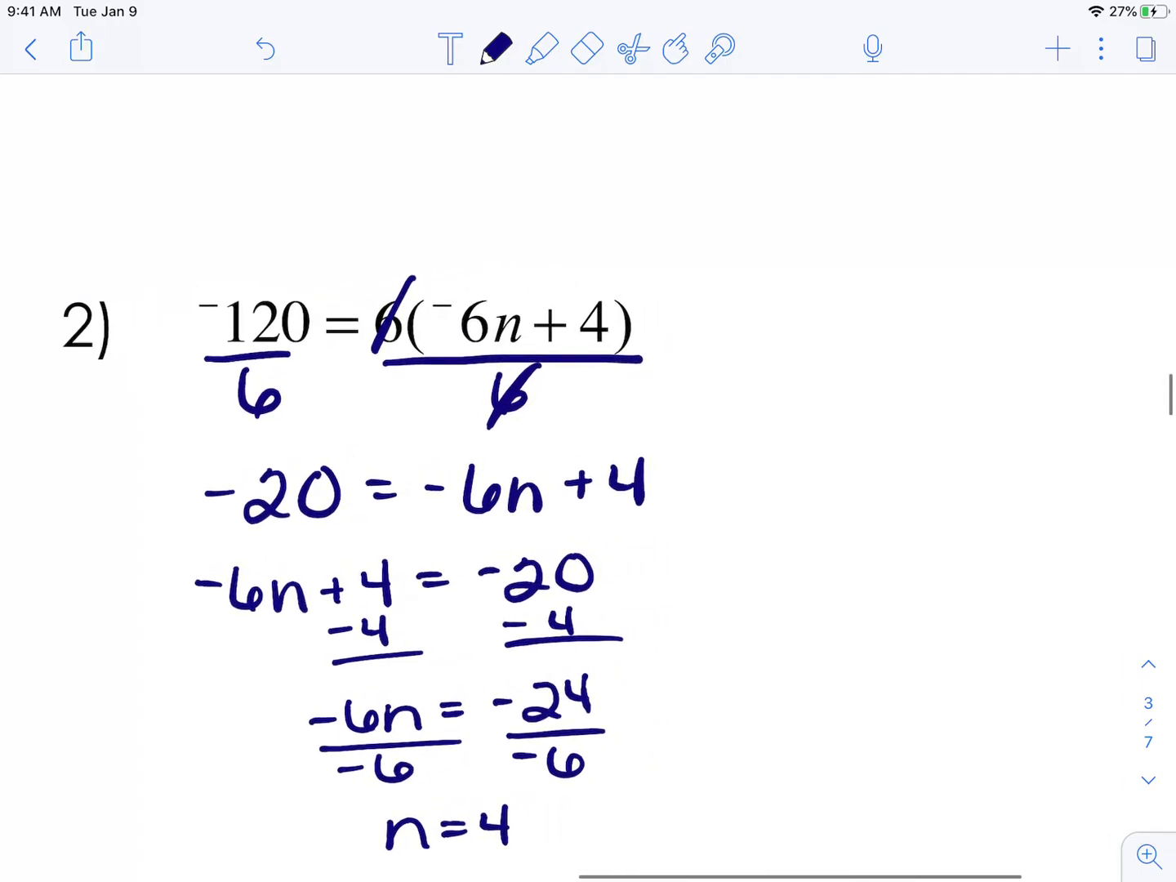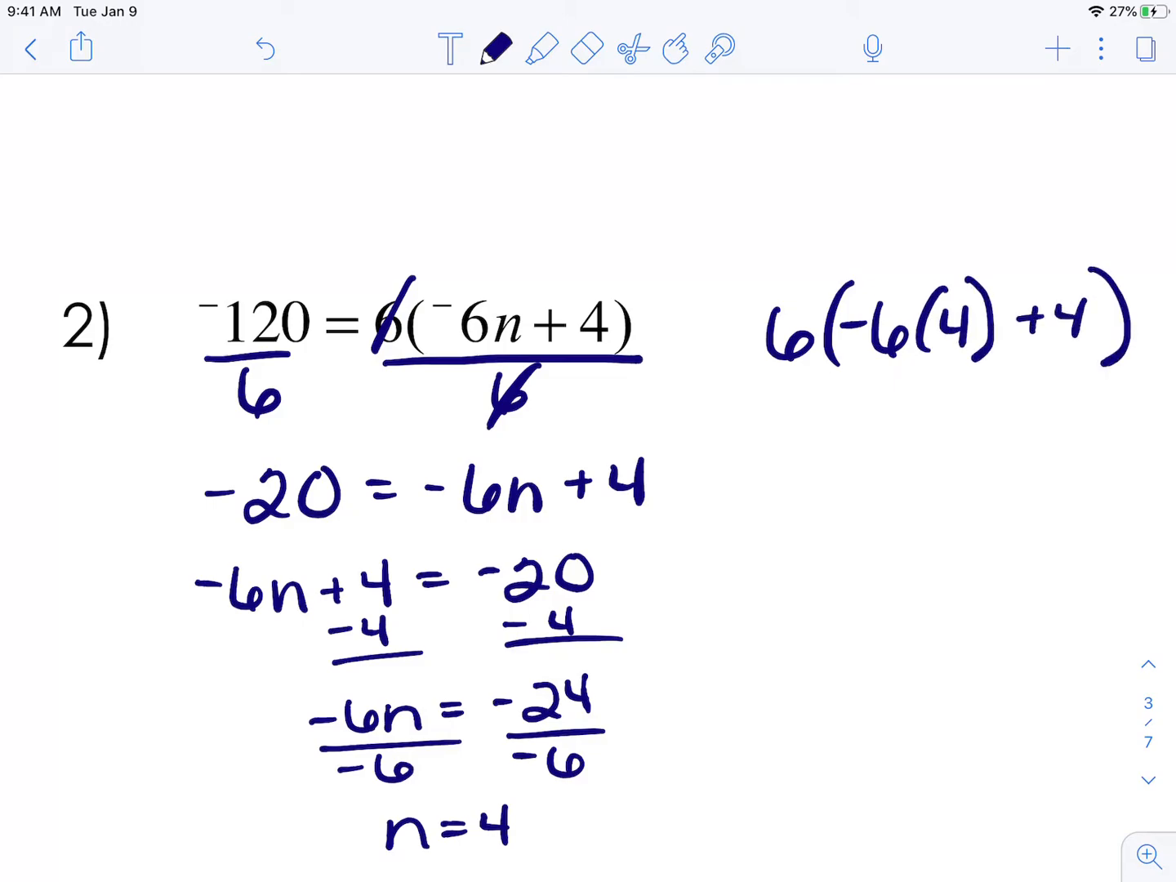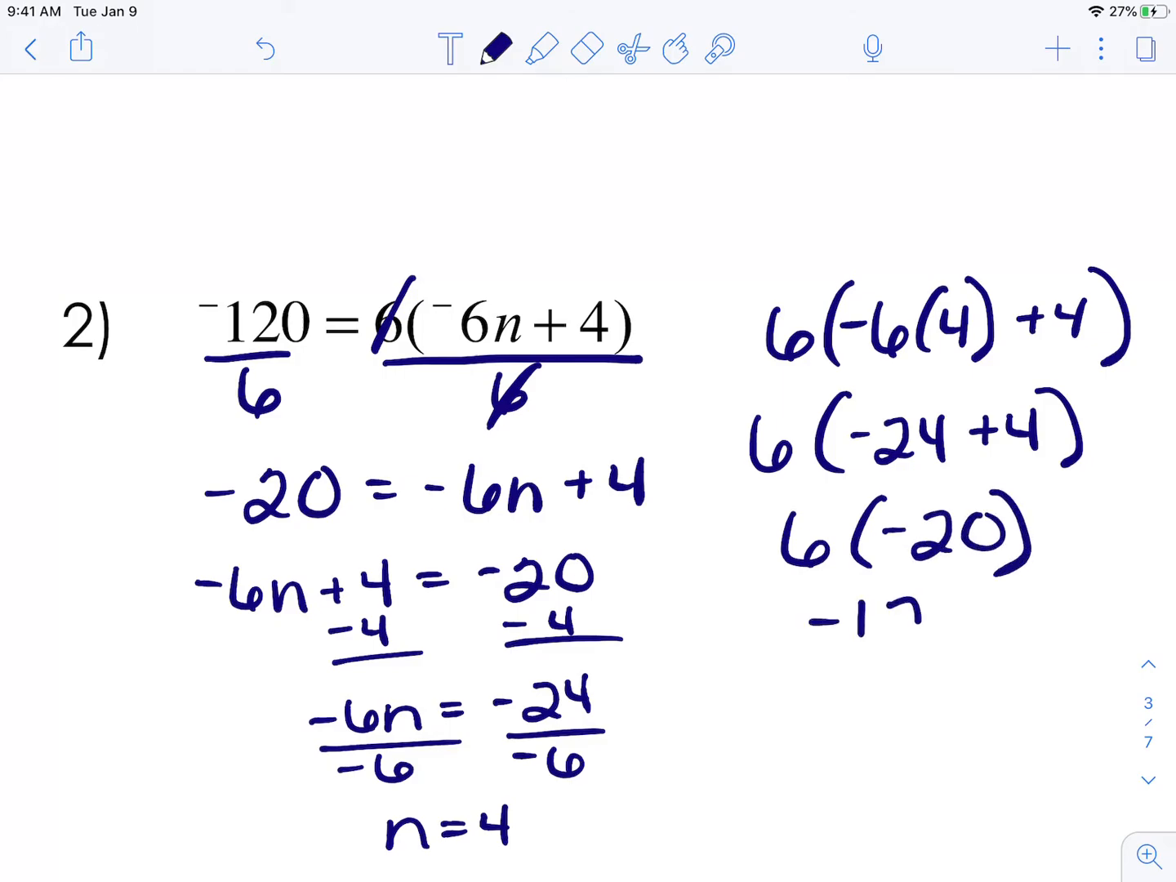And once again, just check all together in your calculator. You'll do 6 times negative 6 times 4 plus 4, and your answer will be negative 120. And if you have to do this out by hand, you can do that as well. Negative 6 times 4 is negative 24, plus 4. Do what's in the parentheses first, 6 times negative 20, and you get that negative 120.